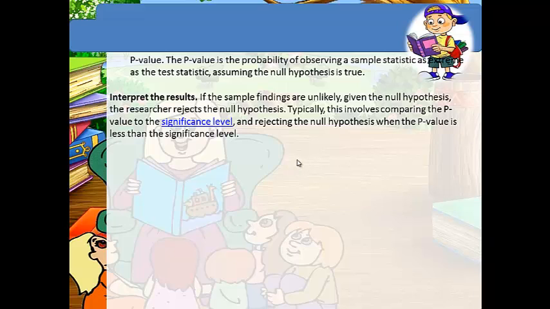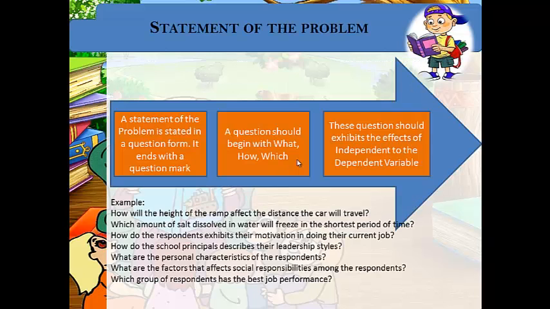If the sample findings are unlikely given the null hypothesis, the researcher rejects the null hypothesis. Typically, this involves comparing the p-value to the significance level and rejecting the null hypothesis when the p-value is less than the significance level. Now let's proceed to the statement of the problem.